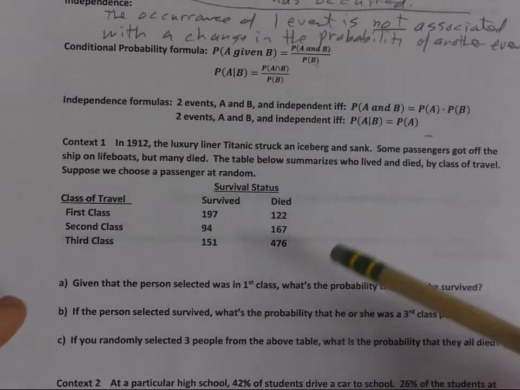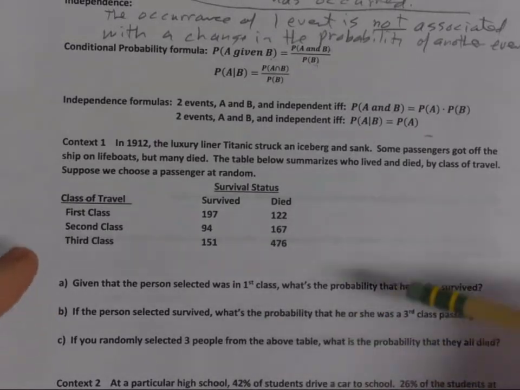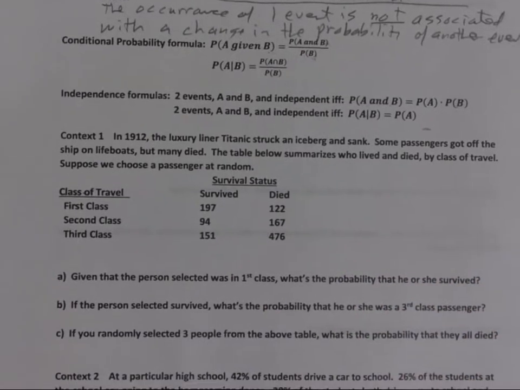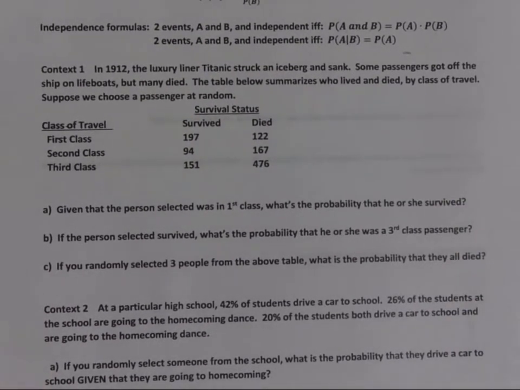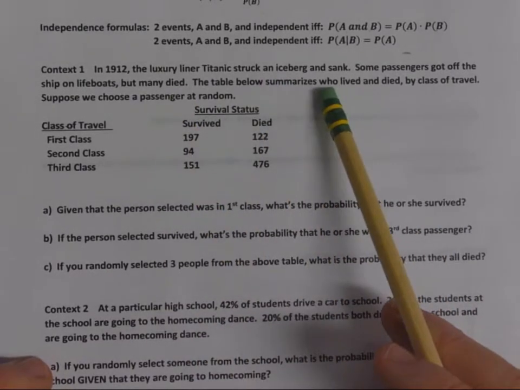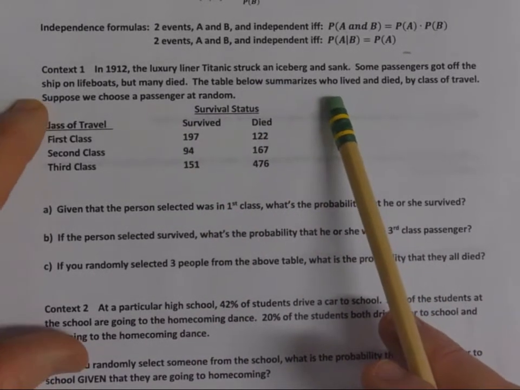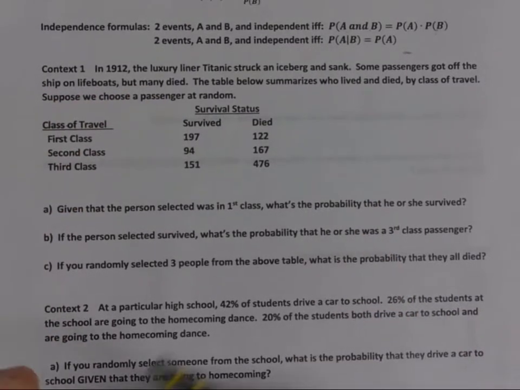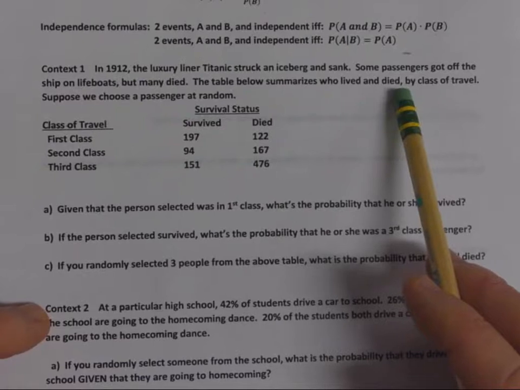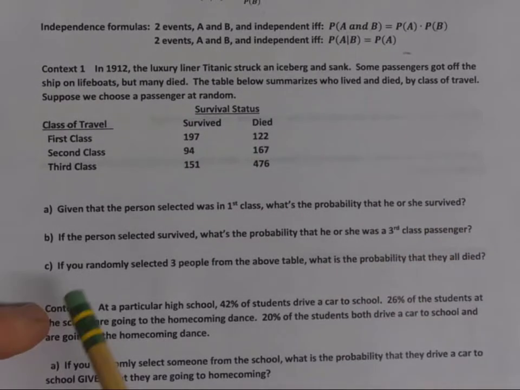So the first scenario we have is a two-way table, which we've done several of these at this point. We've actually done problems like this before. The first thing you want to do with the two-way table is get the marginal distributions. But let's see what this context is. In 1912, the luxury liner Titanic struck an iceberg and sank. Some passengers got off the ship on lifeboats, but many died. The table below summarizes who lived and died by class of travel.